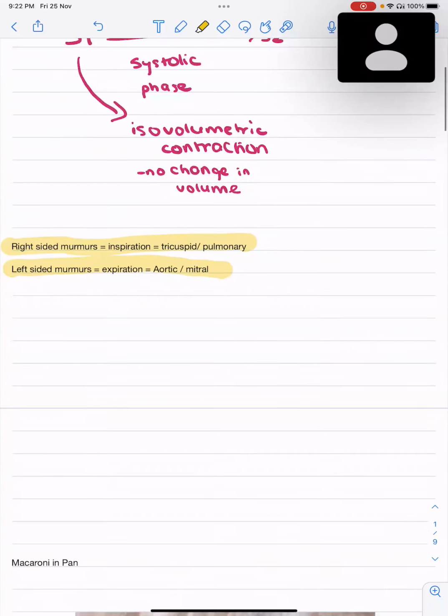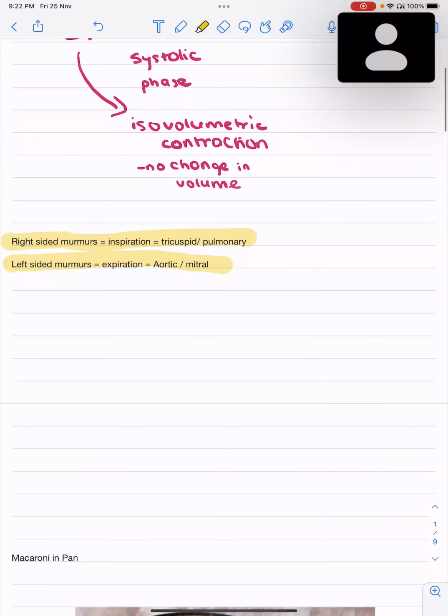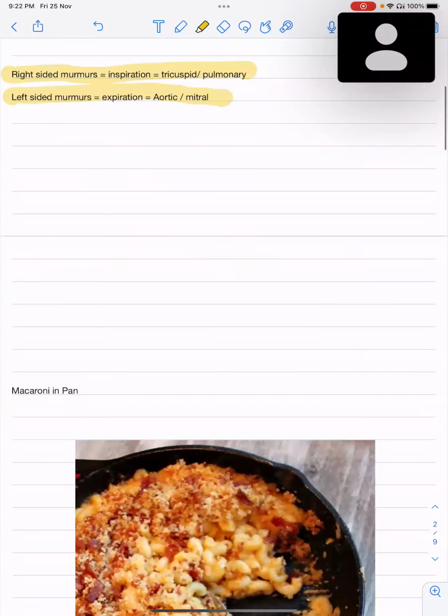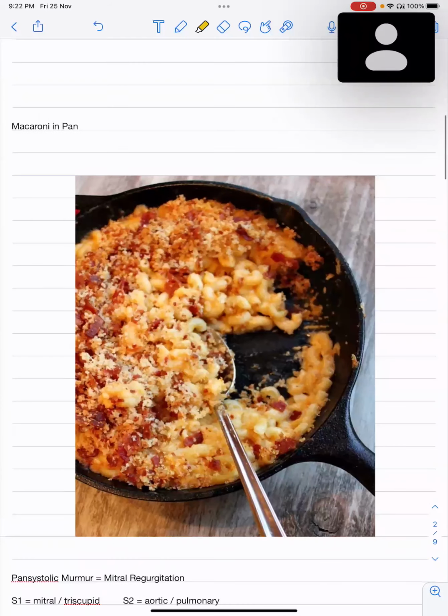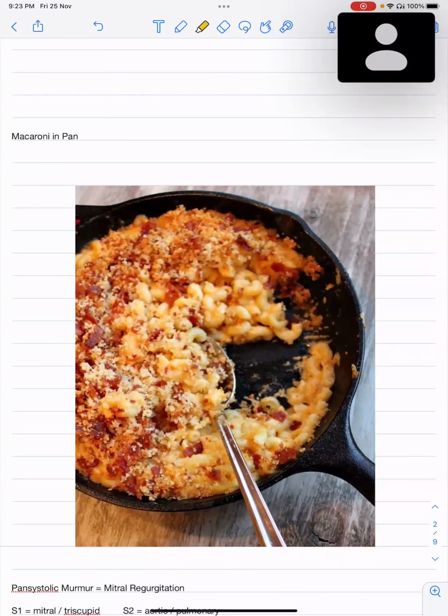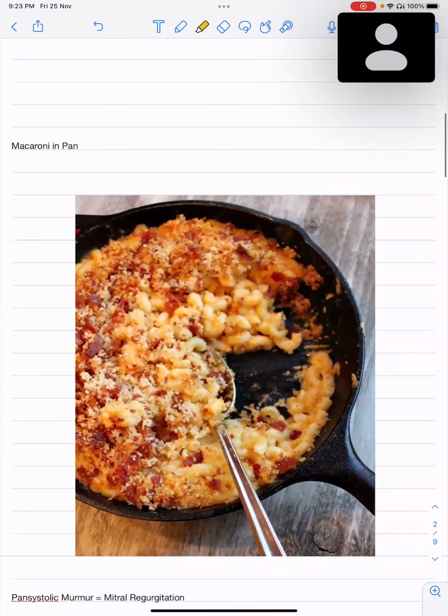Perfect. Okay, guys, so the next slide is macaroni in pan. I hope you guys have got your dinner, because macaroni in pan is one of my favorite dishes. This is not to get you drooling; this is just to help you understand how to remember murmurs.